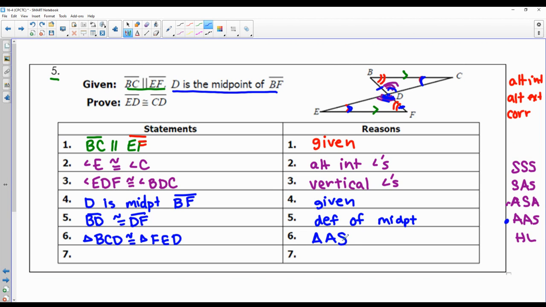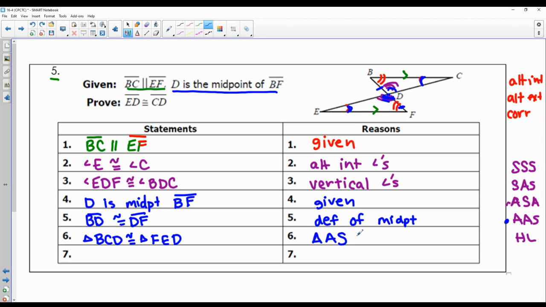Now, again, there's lots of correct ways to do this proof. So if you used F and B, it's still going to be angle, angle, side. But if you used F and the vertical angles, then you got an angle, side, angle. So yours might be different than mine, but it could still be completely correct. So don't cross it out. Send it to me and I can check it.